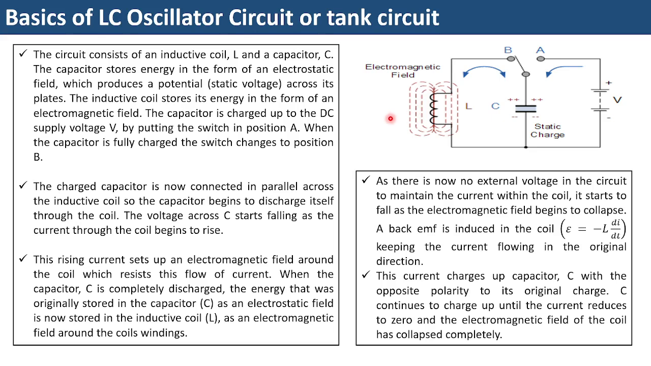Why? Because magnetic flux will then start to reduce, and according to Lenz's law, the EMF will be generated across the inductor, which will also oppose that particular phenomenon. That means it will not tend to allow the magnetic flux to decrease. So what you need to do? It needs to flow the current in the same direction.